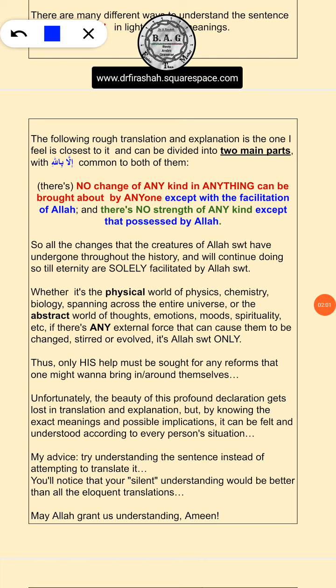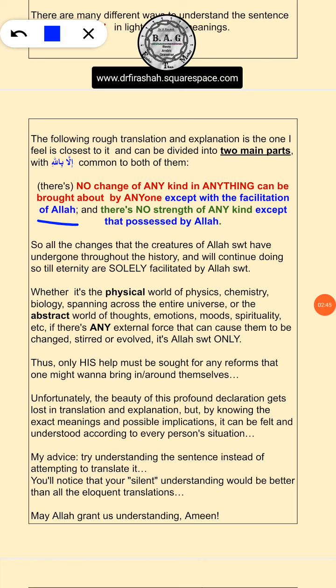So how are you going to translate it? You're simply going to say that there is no change of any kind in any capacity in anything, and it can be brought about by no one except with the facilitation of Allah. And there is no strength of any kind except that possessed by Allah. So what does la hawla mean? It means that if there is any change that anything can undergo, it can only be brought about by Allah. That's what it roughly means. But in your head, you understand what it means now that you know the word hawlan.